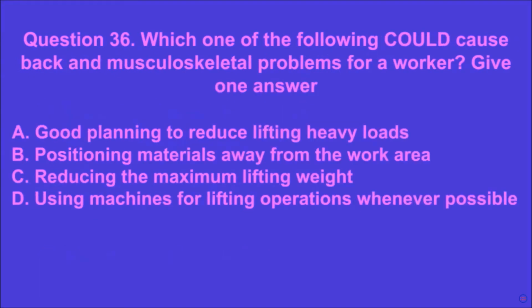Question 36. Which one of the following could cause back and musculoskeletal problems for a worker? Give one answer. A. Good planning to reduce lifting heavy loads. B. Positioning materials away from the work area. C. Reducing the maximum lifting weight. D. Using machines for lifting operations whenever possible. B. Is the correct answer.